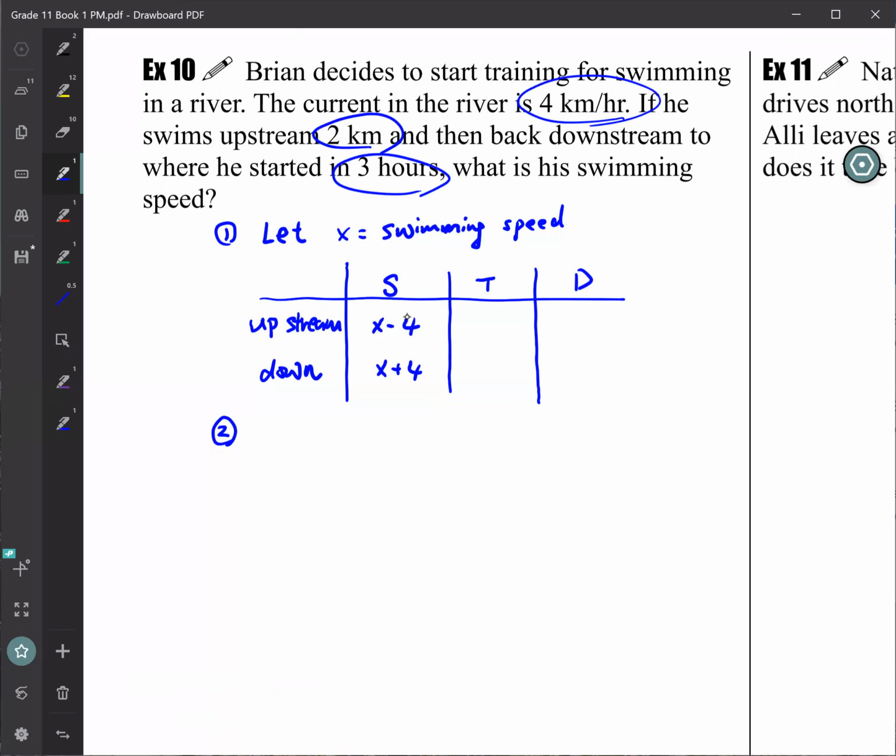3 hours, okay. Where do we put the 3 hours? For time. Which time? The up or down? Up. For up, okay. Does it tell you that it takes 3 hours to go upstream? Wait, and then back downstream to where? Look at the question, right? Does it tell you that it takes 3 hours to go upstream? I don't think so. Okay, what does it say? What's the 3 hours? What do they mean?